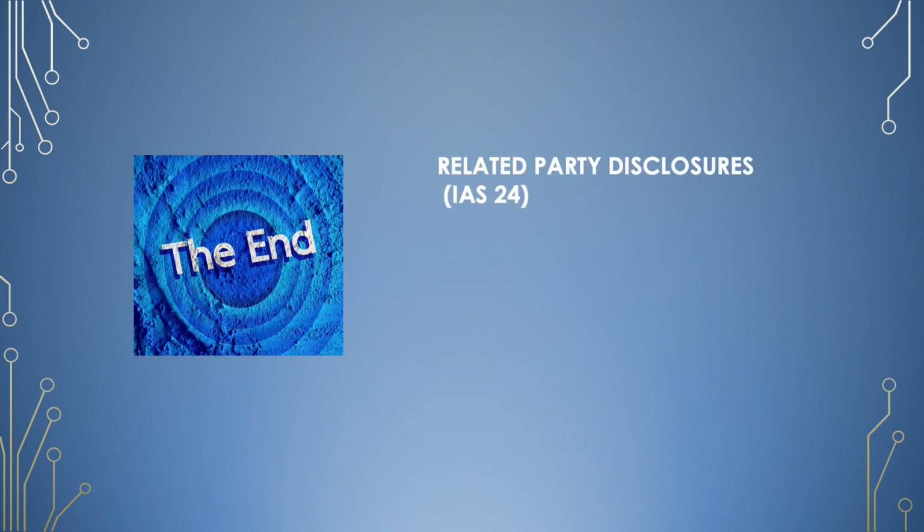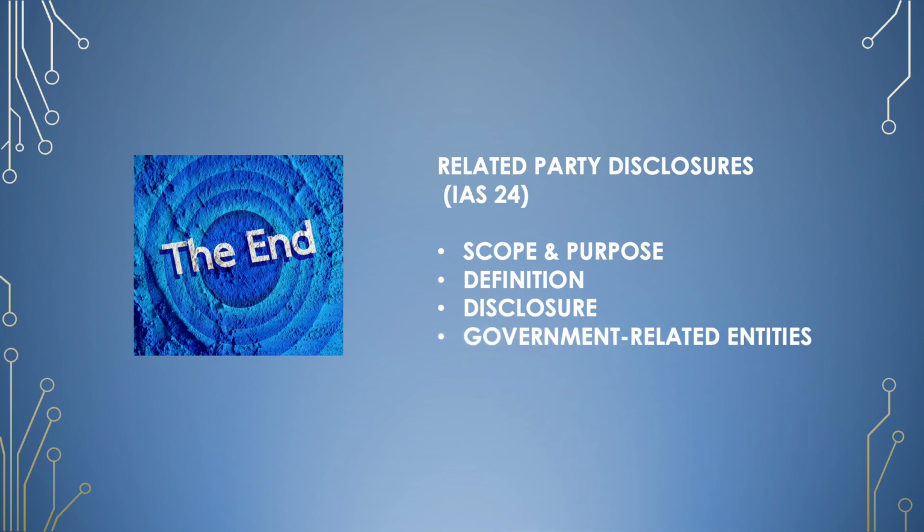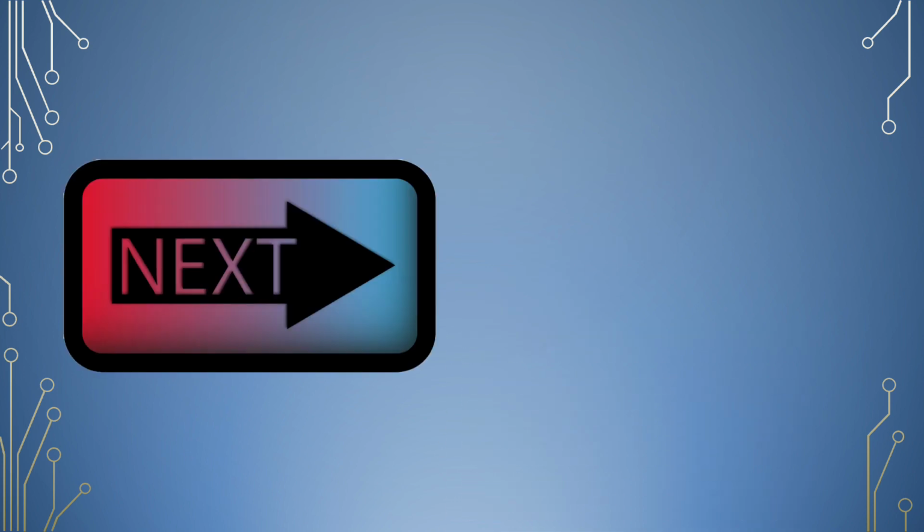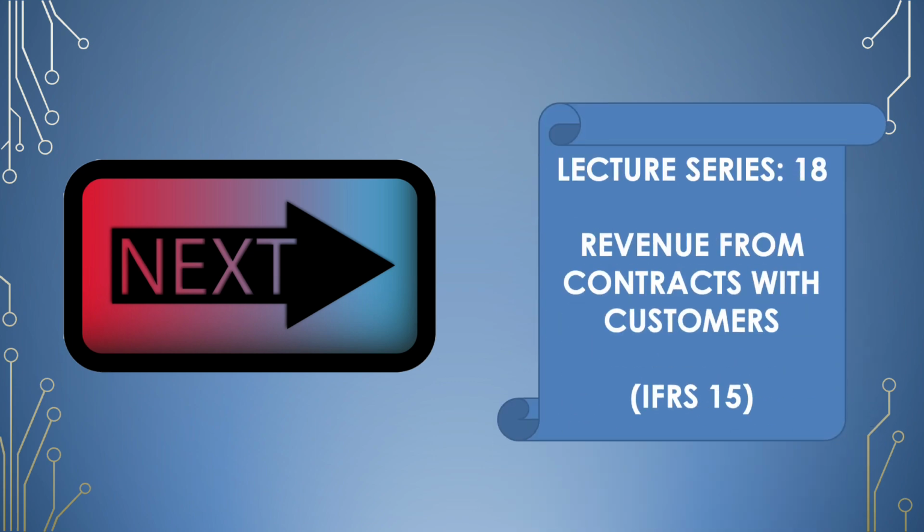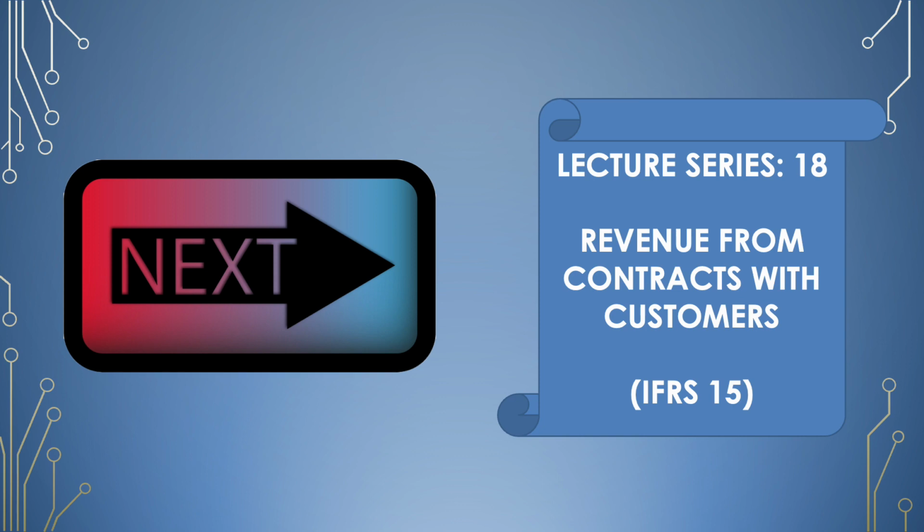This concludes Lecture Series 17 on IAS 24 Related Party Disclosures, covering the scope and purpose of IAS 24, definition of related party relationship and transactions, including situations a related party relationship exists, disclosure requirements of IAS 24, and finally government-related entities. The next bite-sized corporate reporting lecture series will look at IFRS 15, revenue from contracts with customers.